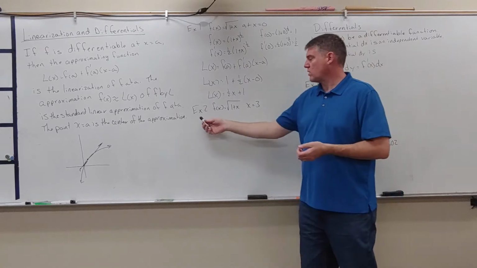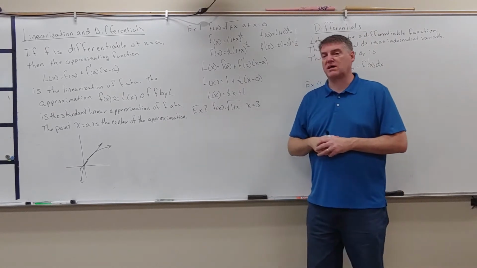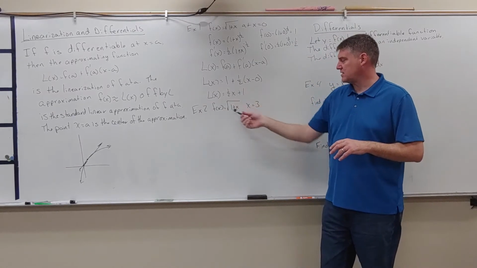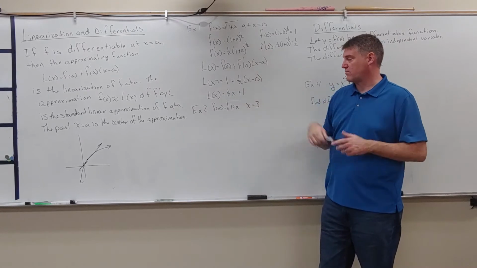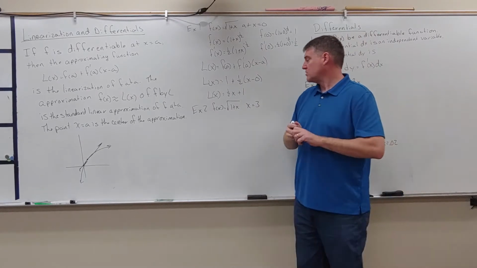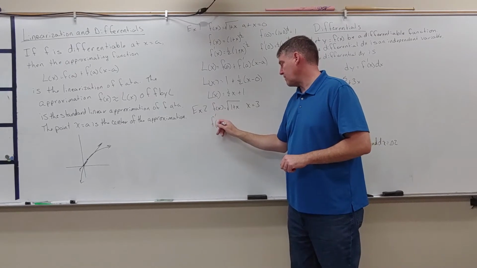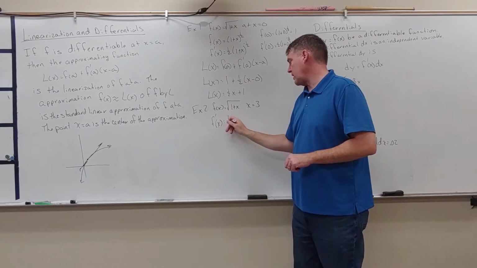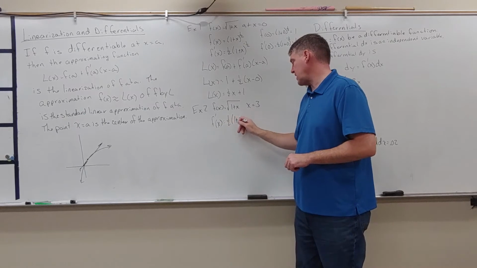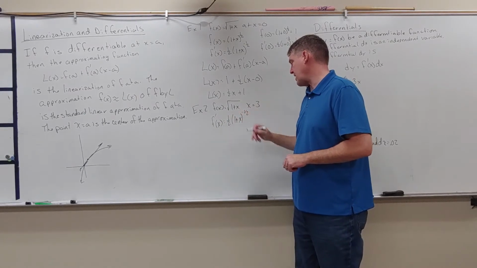Okay, so now we're going to do one. We're going to work it out step by step. The nice thing is this is the same, so I already have my derivatives and stuff like that. So I know f prime of x is going to equal 1/2 times 1 plus x to the negative half.